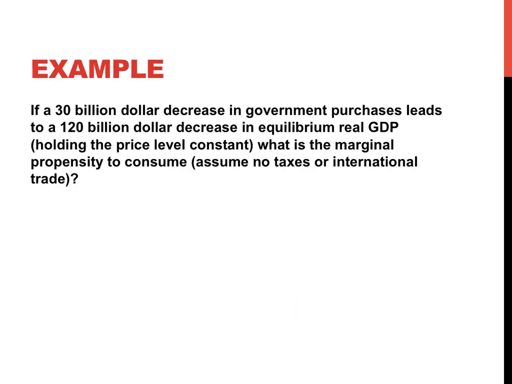Okay, so let's work through an example. If a $30 billion decrease in government purchases leads to a $120 billion decrease in equilibrium real GDP, holding the price level constant, what is the marginal propensity to consume, assuming no taxes or international trade? So pause the video and try to find the marginal propensity to consume based on the information that you're given. Then restart the video and we'll go through it.